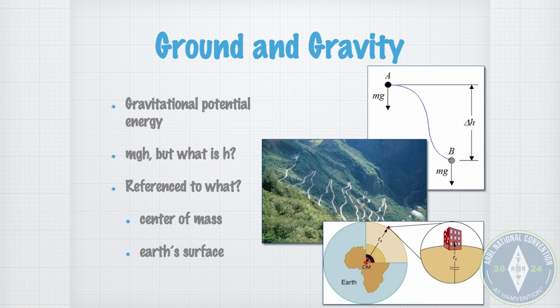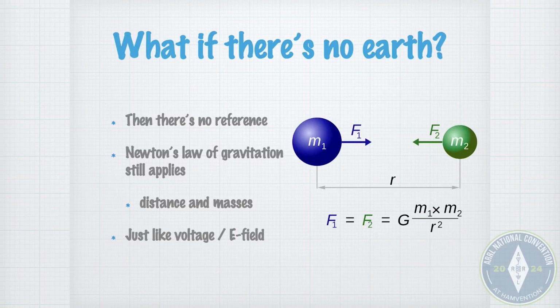But what's the height? Is it the height from me standing on this podium to there? Is it the height from me to some mountain somewhere? Or if I'm standing on a mountain, from that down to sea level? Is it to the center of mass of the Earth? Not clear. And if there's no Earth, then there's no reference like that. We just have two masses, and we have Newton's law of gravitation, which is pretty straightforward, and it just talks about the distance between these masses.